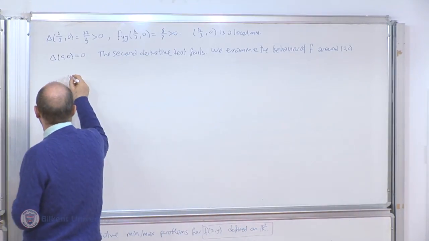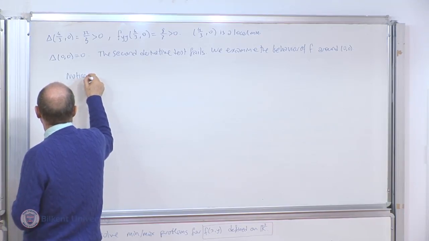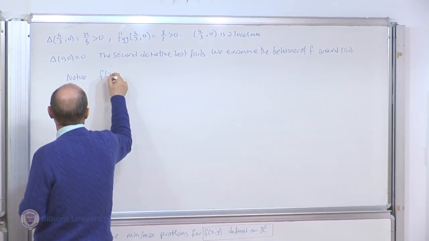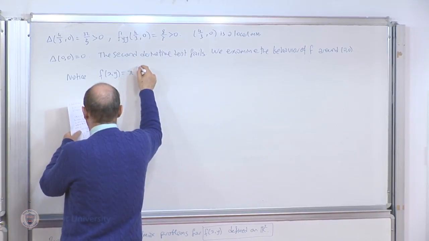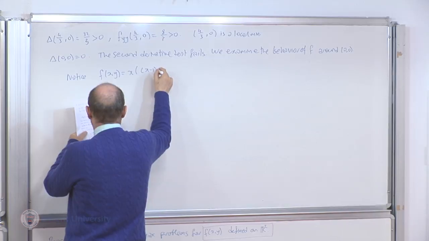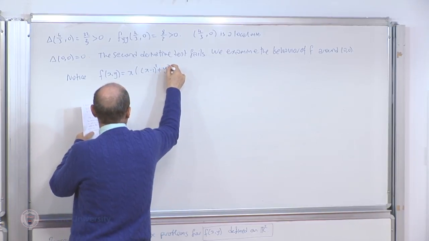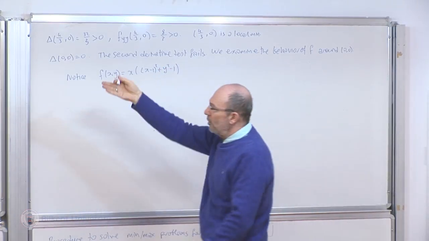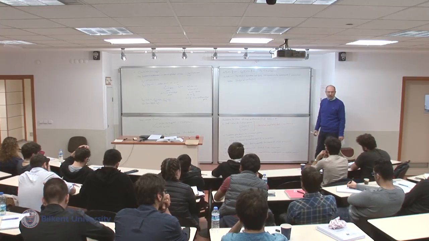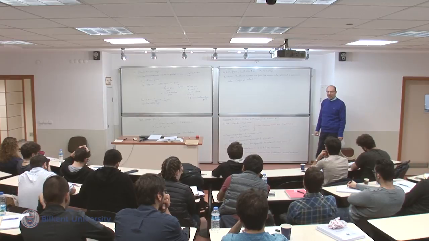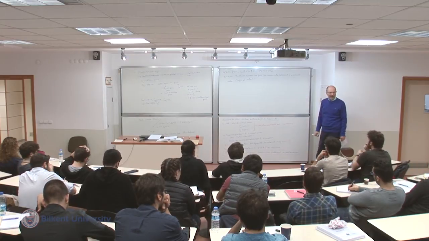So here we notice that, or Okan Hoca has noticed that f of x, y is equal to x times ((x minus 1) squared plus y squared minus 1). Okay, just simplify this, you obtain that expression. So this also reveals to you how such examples are cooked up. You start from here.